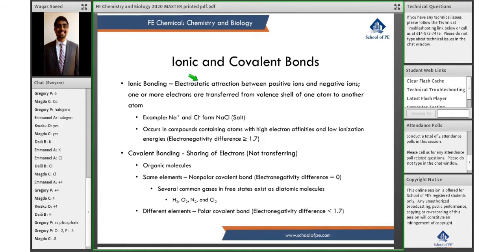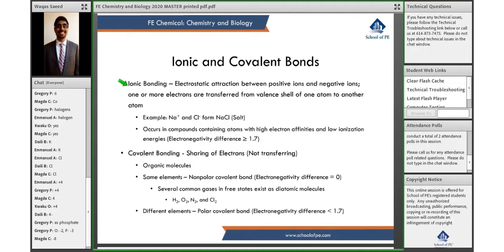So ionic bonding is essentially what it's saying. It's the electrostatic attraction between positive and negative ions. If you have something like salt, this is formed with an ionic bond between a positive sodium ion and a negative chlorine ion. So what's happening? The electron is being transferred from the valence shell of one atom to another atom. Ionic bonding has to do with transferring of electrons, which is different than covalent bonding. Covalent bonding is the sharing of electrons. So make sure you know that difference.